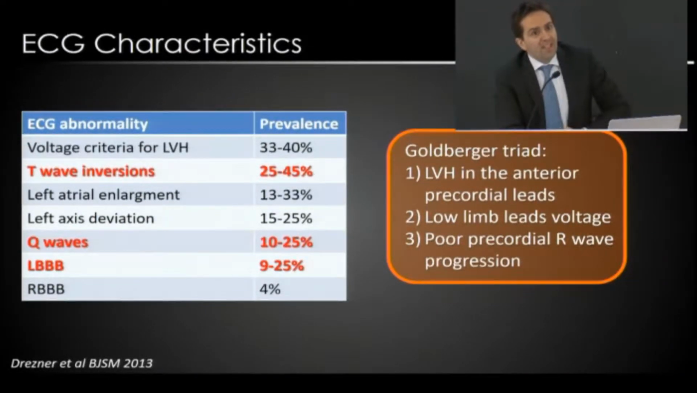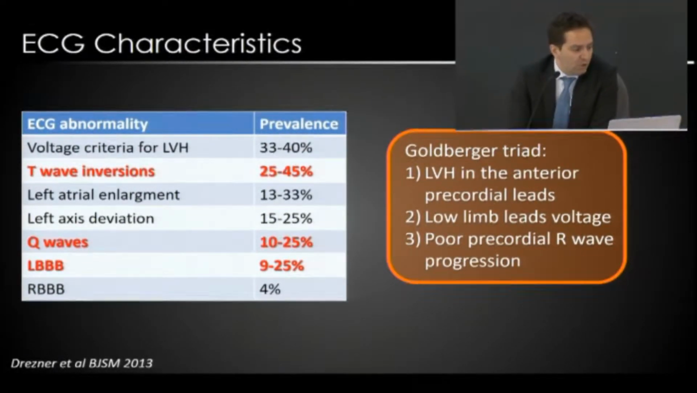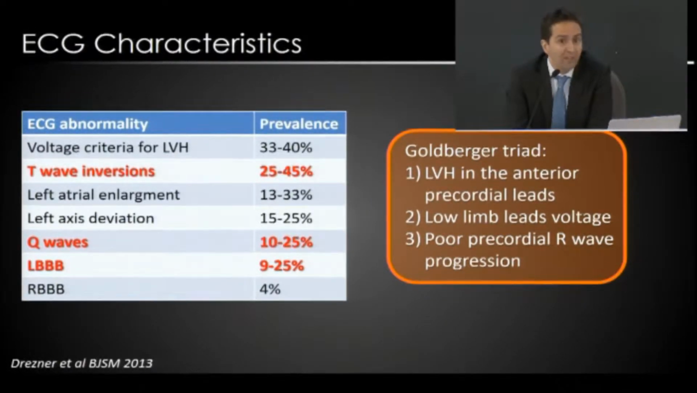With regard to the ECG, this is not really good news because the electrocardiographic findings in dilated cardiomyopathy are not so specific, such as in hypertrophic cardiomyopathy and arrhythmogenic cardiomyopathy. However, you can find T-wave inversion in almost 25 to 45% of individuals. You can identify Q waves in 10 to 25% of the affected subjects, and also left bundle branch block can be identified in almost a quarter of patients with dilated cardiomyopathy.